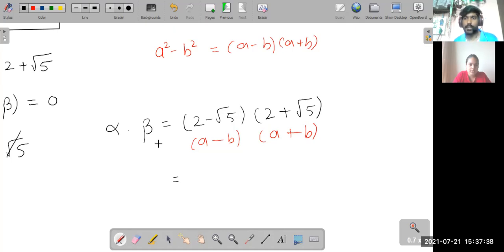So A is 2 and B is root 5. So it will become A square minus root 5 square. So 2 square is 4. And what is the square of root 5?